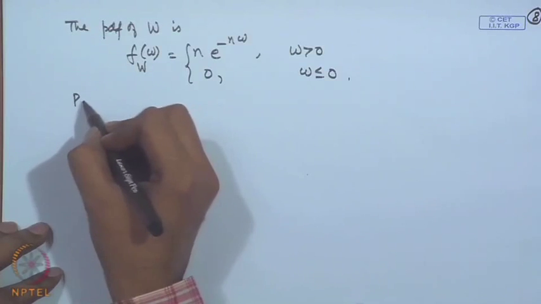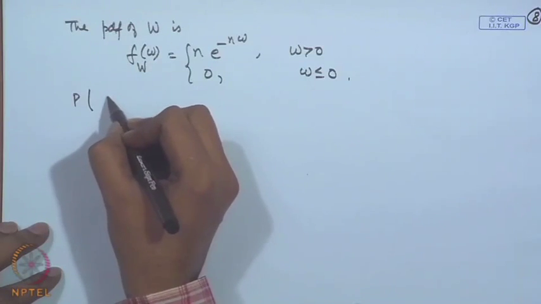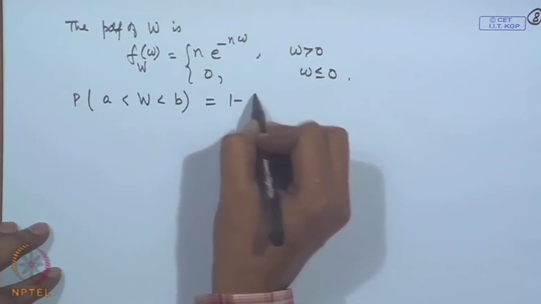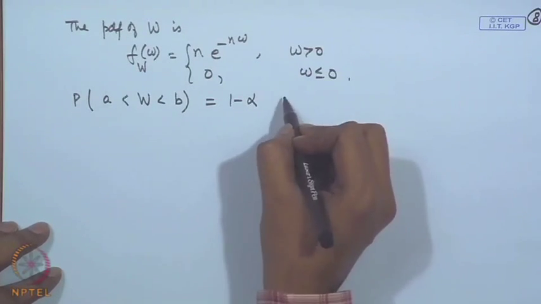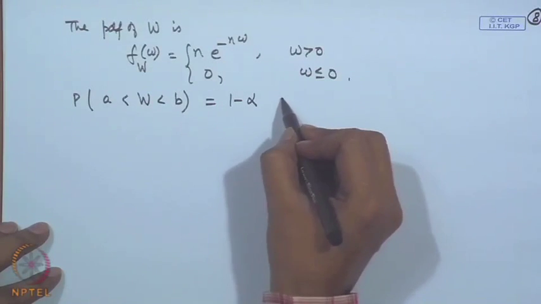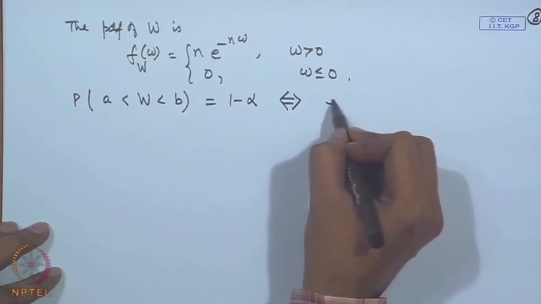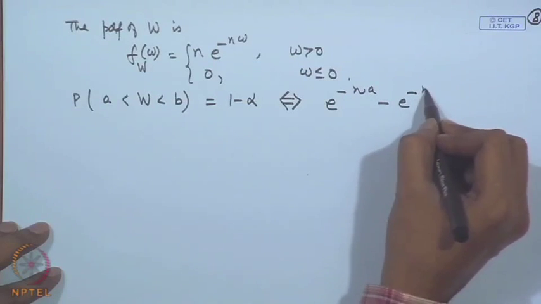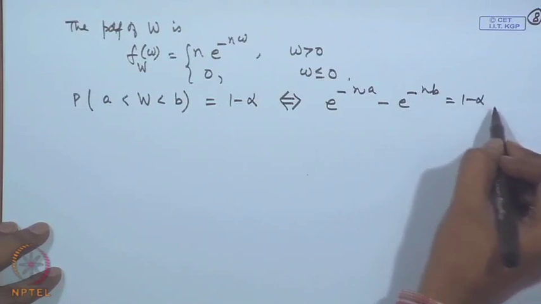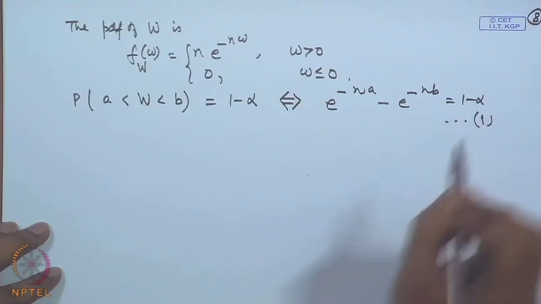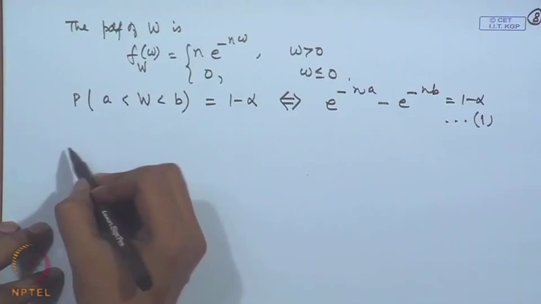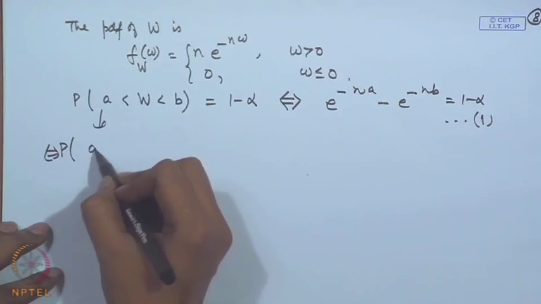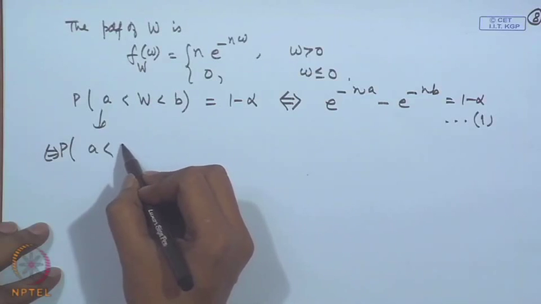So, we take the probability of two points, A less than W less than B, equal to 1 minus alpha. Now, in this distribution if I integrate out, this condition is equivalent to saying e to the power minus nA minus e to the power minus nB is equal to 1 minus alpha. This is condition 1.